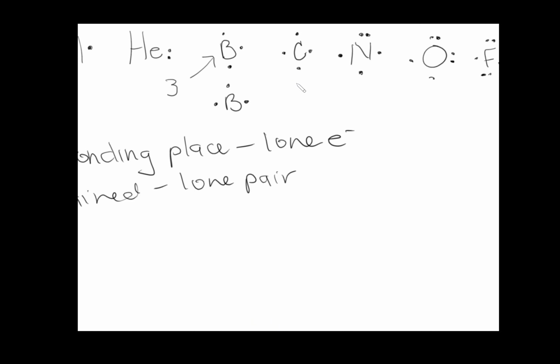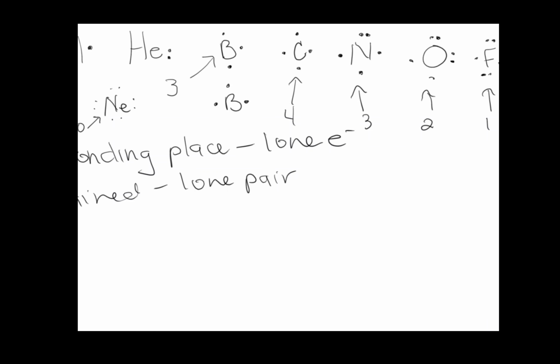How many does carbon have? It has 4 good places. Nitrogen, okay, now it seems like I should say 5, but I'm not going to. Nitrogen only has 3 good places. Oxygen has 2. Fluorine has 1. Now, if I was to draw neon, it would look just like helium, and it would have no good bonding places.